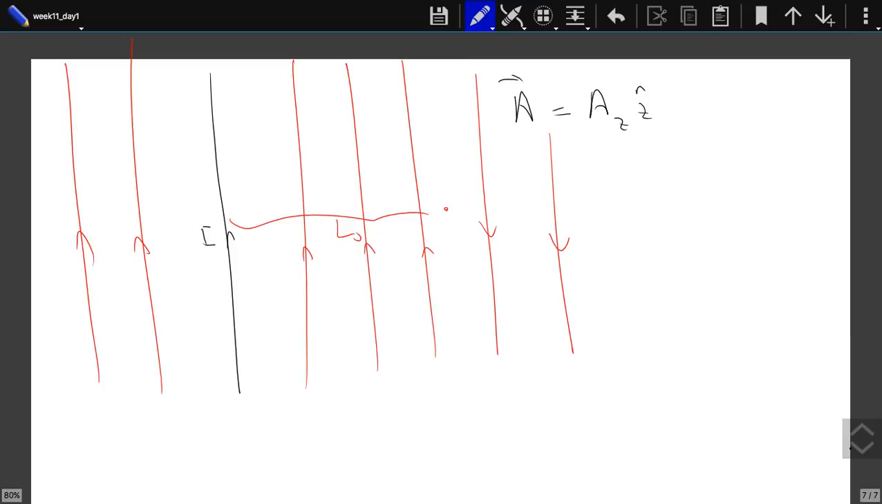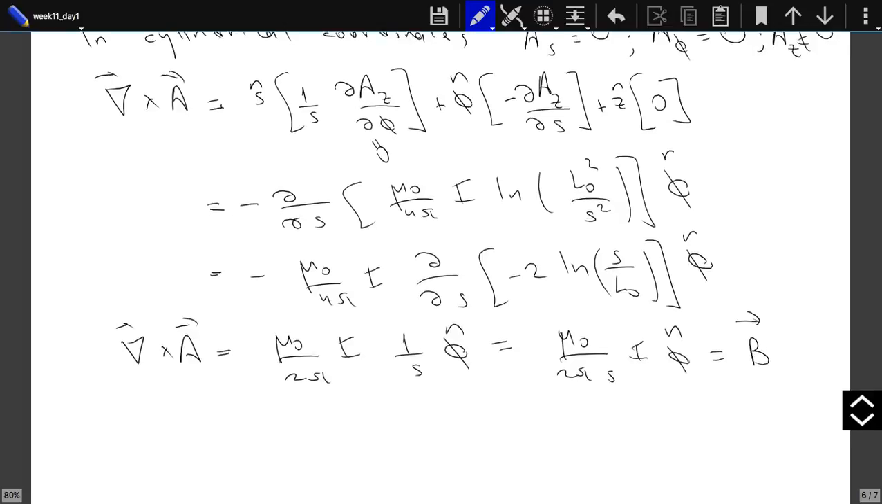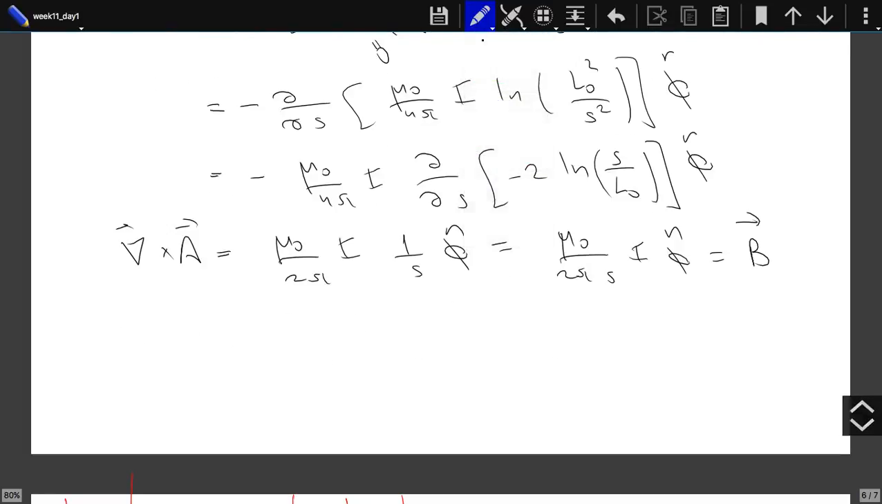Let's see. This is our magnetic field, B field. It is always in the phi hat direction.